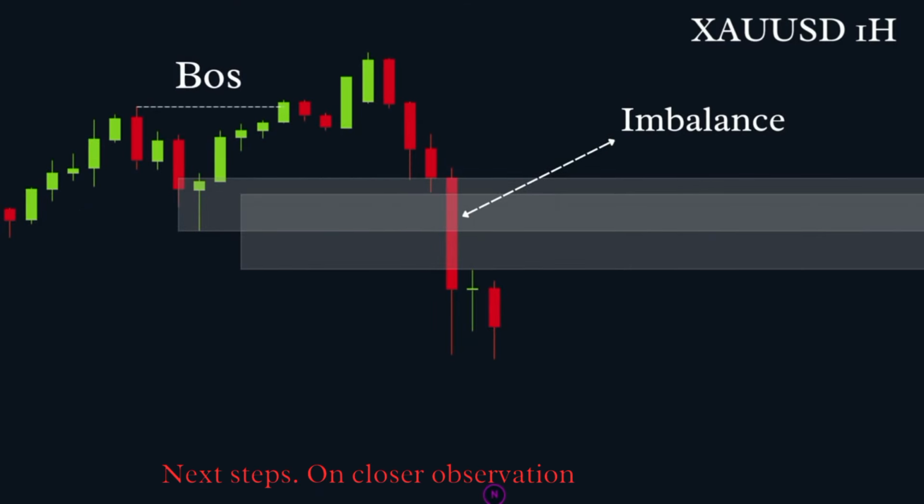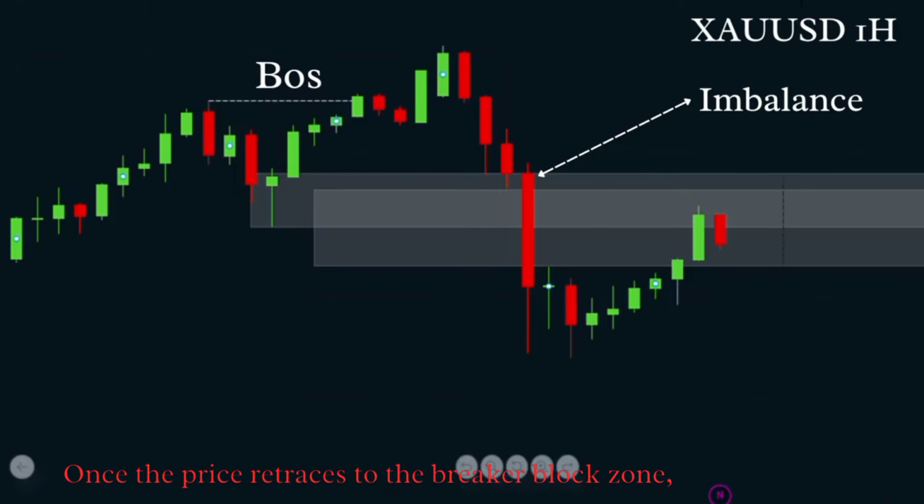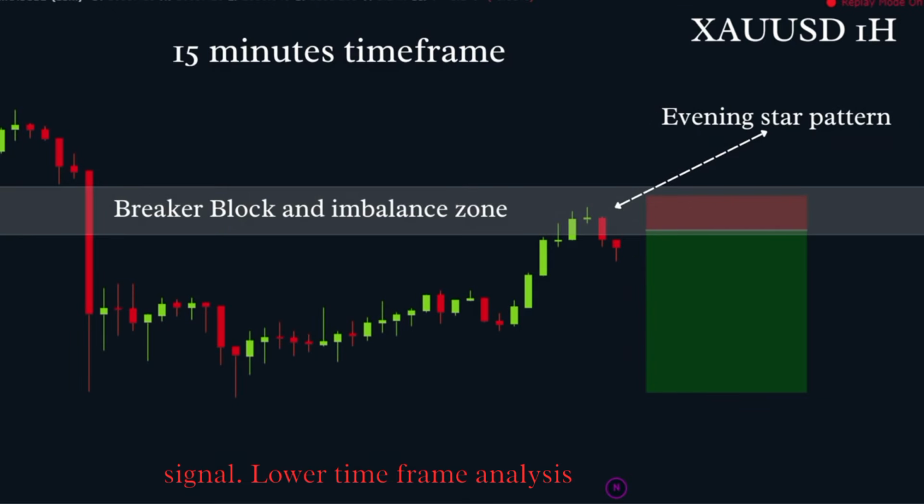Next steps. On closer observation of the breakout, the market created an imbalance while breaking through the order block. Mark out the imbalance and wait for the price to retrace. Once the price retraces to the breaker block zone, watch for a rejection candle or other confirmation signal. Lower time frame analysis for entry. Let's switch to a lower time frame for entry.